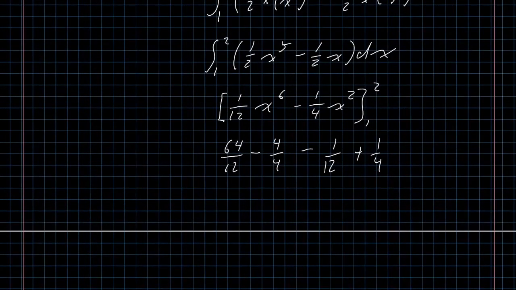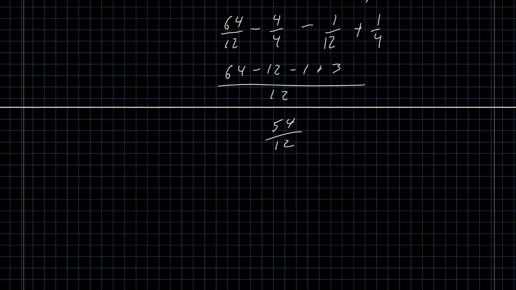And then just some fraction arithmetic. I could reduce 64 over 12, but it looks like I'm going to need a common denominator of 12 at the end anyway, so let's just do that. 64 minus 12 is 52, minus 1 is 51, plus 3 is 54. 54 over 12, well, they're both even, so it's going to be 27 over 6, and those are both divisible by 3, so we're going to end up with 9 over 2 as our final result. Yay, fractions.